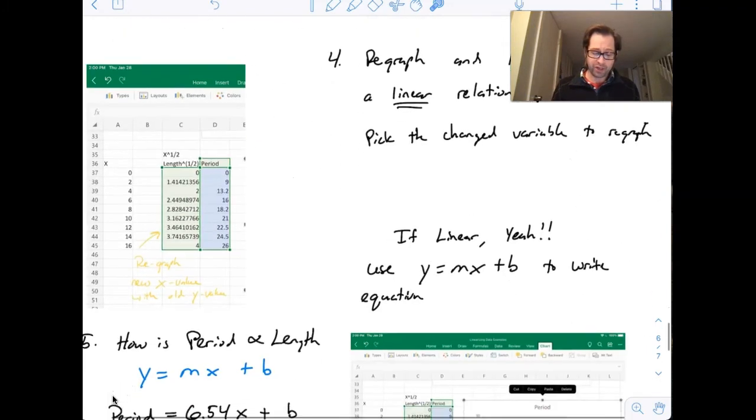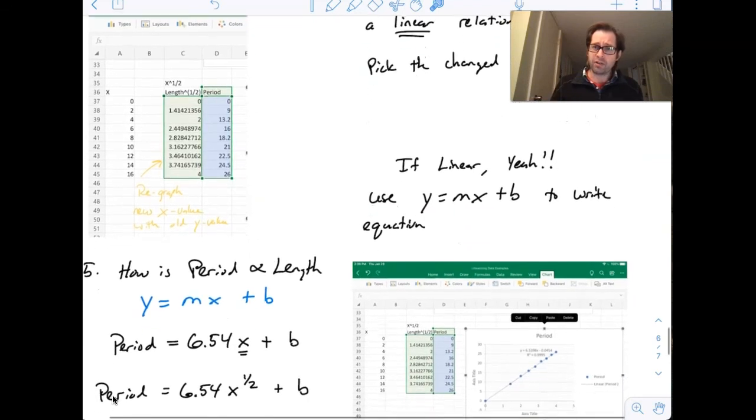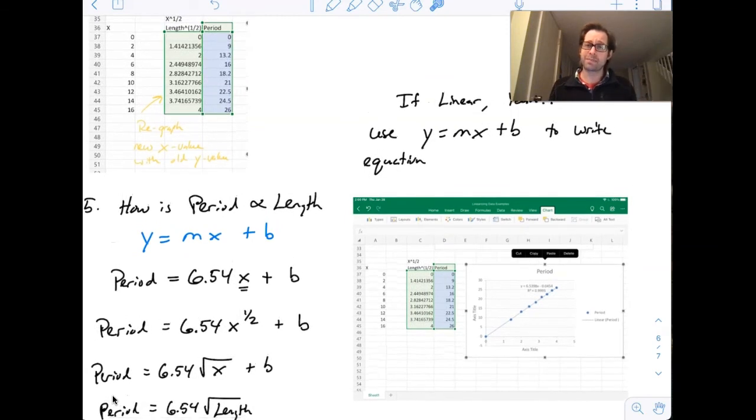I'm going to then regraph that new x value, so the new length to the square root, with the old y value. Okay, I'm not multiplying them, that'd be crazy. Now I'm going to re-look at my line. Is it linear? And if so, I have found the y equals mx plus b relationship I'm looking for. And in this case, it sure is. It's very linear.